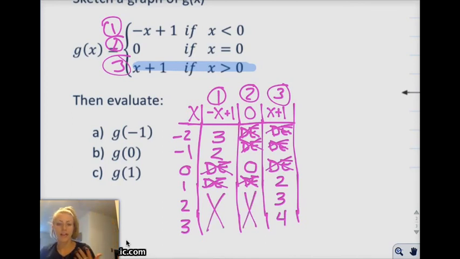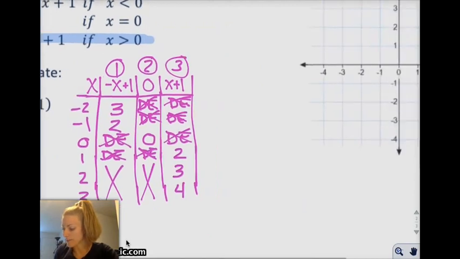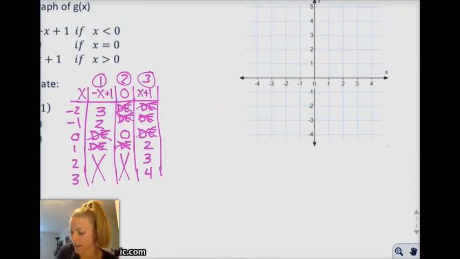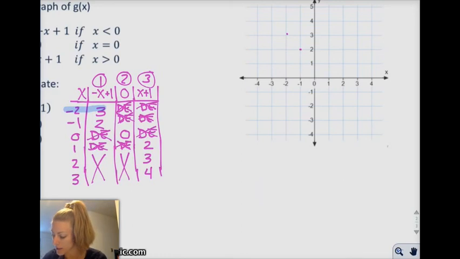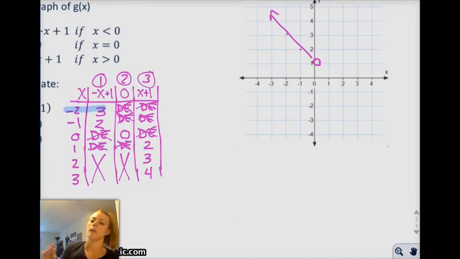Okay, so then translating that to a graph, I just want to plot the points that I have. So I have negative 2, 3 is a point. Okay, negative 1, 2. And then that function, which is just a line, goes all the way to 0, but it does not equal that function at 0. So we have an open dot, and then we have that function, negative x plus 1. We have that function on the left side of the y-axis.